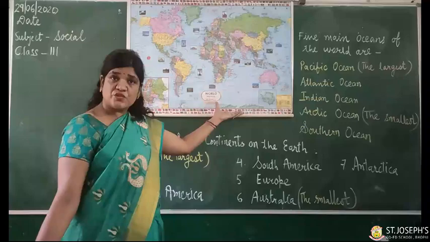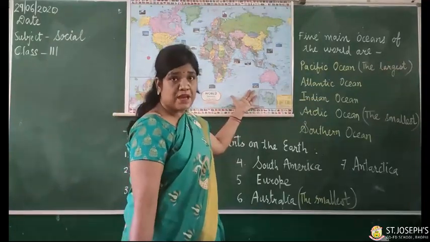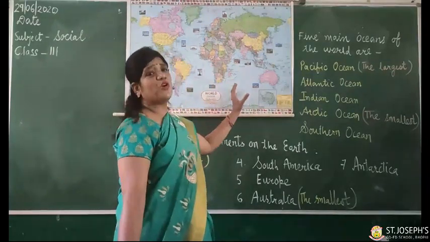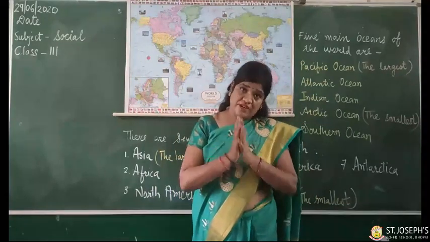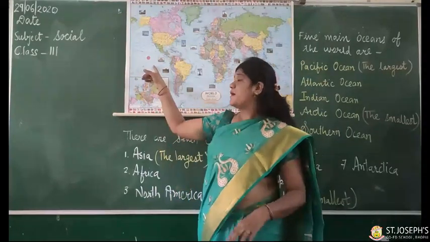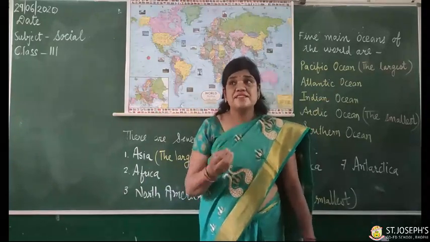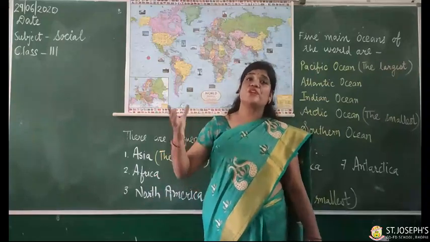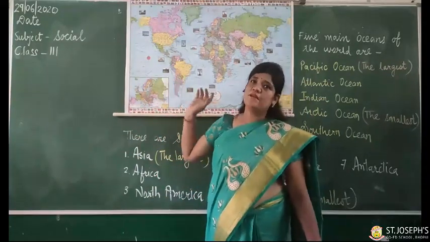All the continents I have shown you through this map. All the oceans I have shown you through this map. Asia, Africa, everything I have told you. Water bodies also. And finally we have read about continents, oceans, and the compass also. What is a compass? A compass is an instrument to find the direction. And direction helps us to locate places on a map.